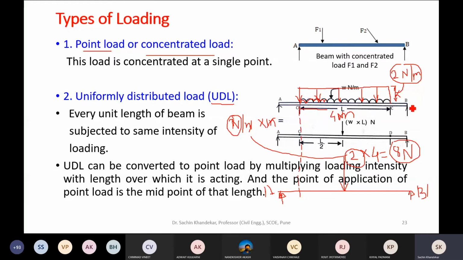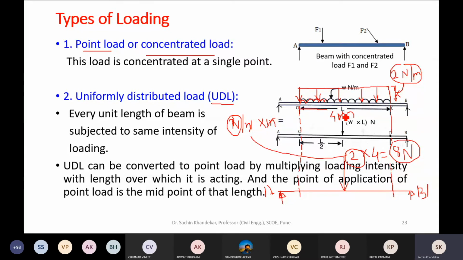The point of application is at the midpoint. In short, suppose this is a rectangular loading. Rectangular loading means UDL, right? So to convert the rectangular load into a point load, in short, in other words, I have taken the area of this rectangle, with height 2 Newton per meter and width, I mean length, as 4.